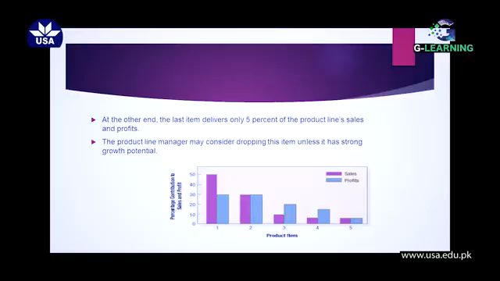If these two items were suddenly hurt by a competitor, the line's sales and profitability could collapse. These items must be carefully monitored and protected. At the other end, the last item delivers only 5% of the product line sales and profits. The product line manager may consider dropping this item unless it has strong growth potential.